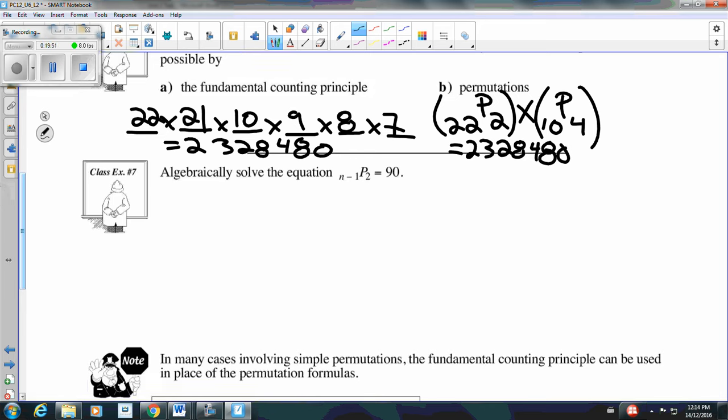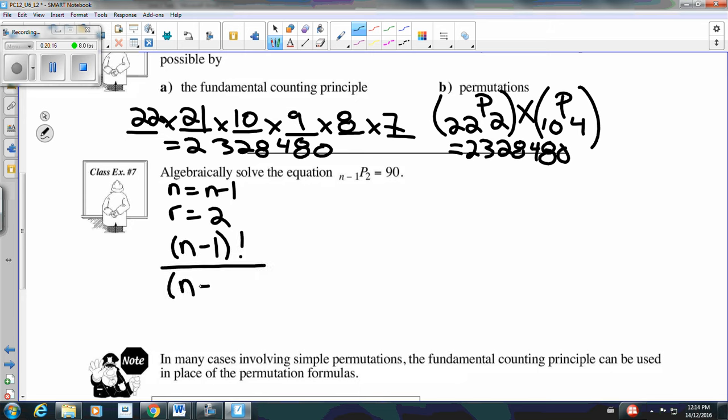So algebraically solve the equation n minus 1 P 2 equals 90. My formula for a permutation is n factorial over n minus r factorial. Here, n in our equation actually equals n minus 1, and r equals 2. So I can substitute into the formula as n minus 1 factorial over n minus 1 minus 2 factorial. Well, this is n minus 1 factorial over n minus 3 factorial.